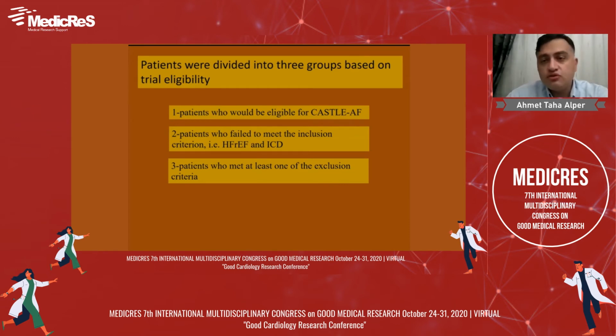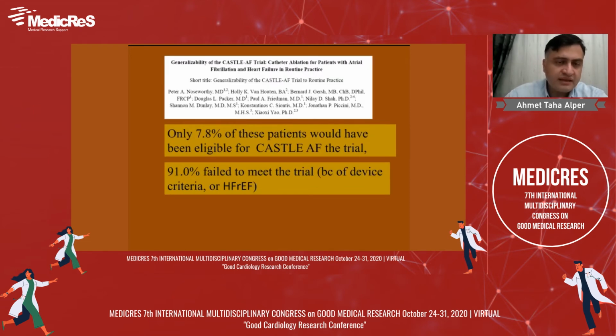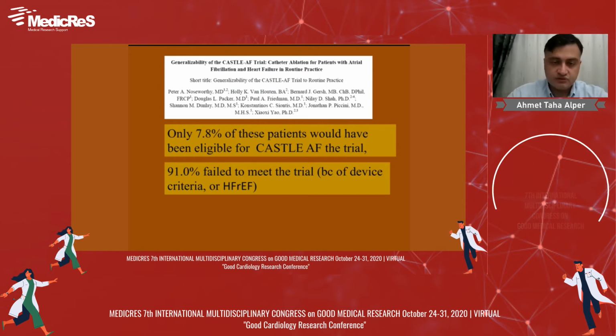Patients were divided into 3 groups based on the trial eligibility. Group 1 was those who would be eligible for the CASTLE-AF trial. Second, those who failed to meet the inclusion criteria. And the third group is those who met at least one of the exclusion criteria. And they found that only 7.8% of these patients would have been eligible for the CASTLE-AF trial, and 91% failed to meet the trial criteria.